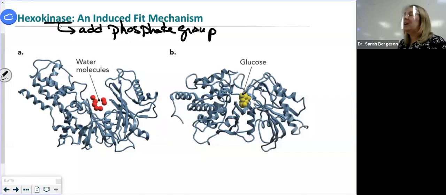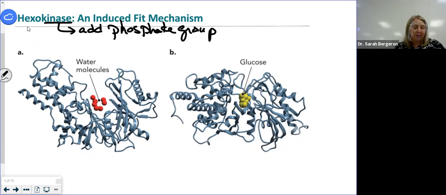What is it adding a phosphate group to? A 6-carbon sugar, a hexose. What's an example of a hexose? Glucose. So it is going to phosphorylate glucose, right? When you phosphorylate glucose, you actually make it charged and you trap it inside of the cell. So it's a really important step in making sure that metabolism will actually happen, that when the glucose enters the cell, it just doesn't get automatically transported back out.